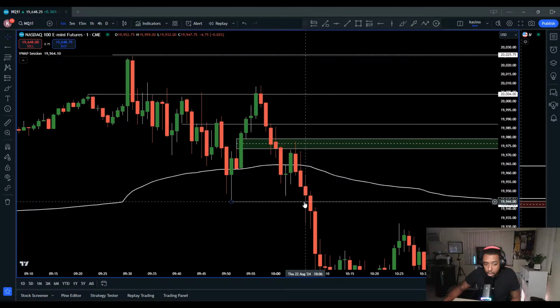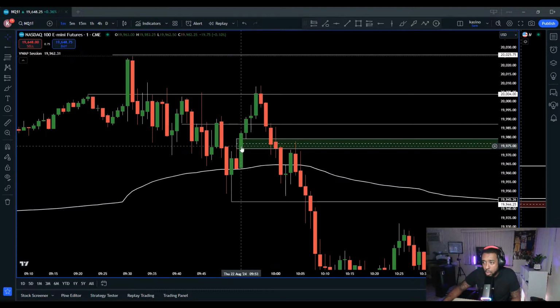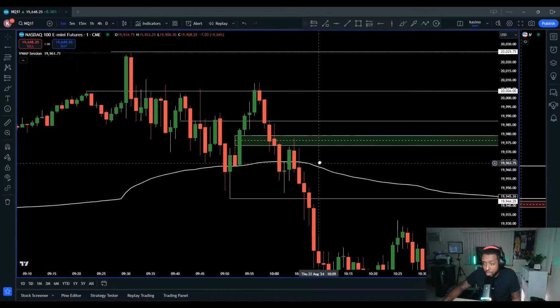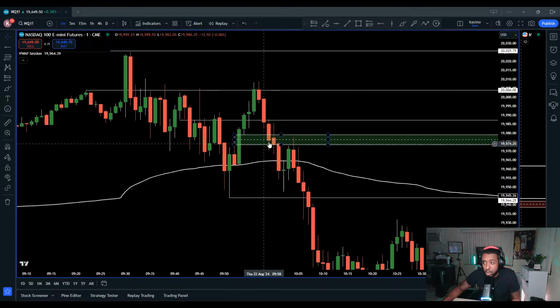But what happened was, what I'm learning is looking at the first fair value gap that gets formed after 9:30. That's what I've been looking at lately, the first fair value gap that gets formed on the 1 minute or the 5 minute. That's why I took the play, and now I lost on this play. It stopped me out immediately.